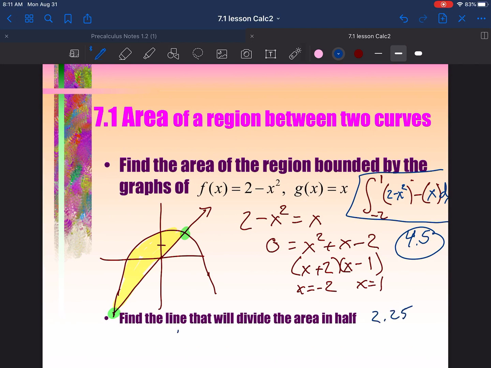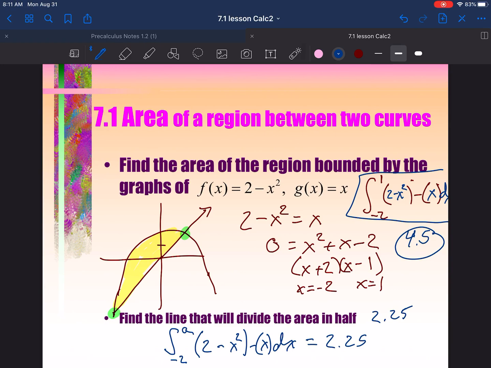So what you can do is set up your integration. And let's say I'm going to go from negative 2 to some place I don't know. So I'm going to put an a up there. And then I'm going to integrate the same way we did before. So the integral of 2 minus x squared minus x dx. But I'm going to set it equal to what I want it to equal. So I want it to equal 2.25.